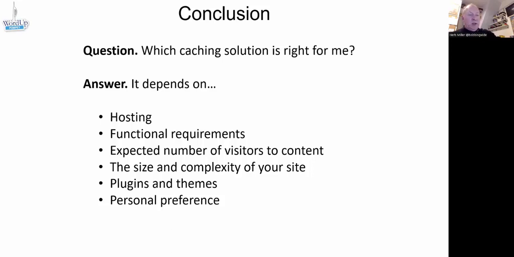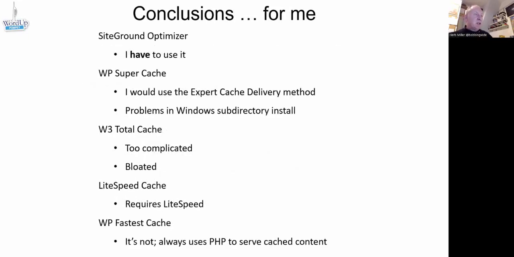So we could spend some time discussing that, or I could just move on to my conclusion, which was, since I'm hosting with SiteGround, I have to use SiteGround Optimizer. But if I was to use WP Super Cache, I would use the expert cache delivery method because I saw it was very quick. But I don't like it because it broke in my Windows system and took me a bit of effort. W3 Total Cache was extremely complicated, and I think it's bloated as well. And I could explain, if we had some time, why I say that. Lightspeed Cache I didn't get a chance to work with, and WP Fastest Cache doesn't do what it says on the tin.